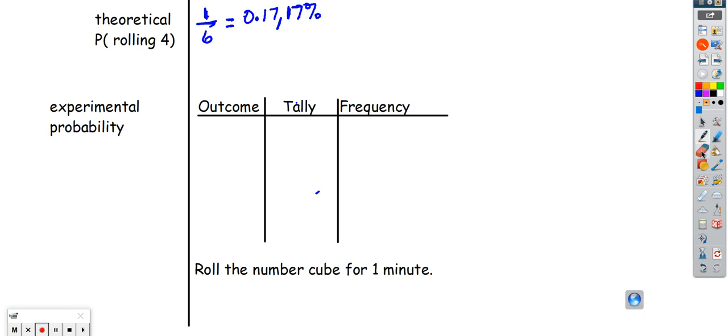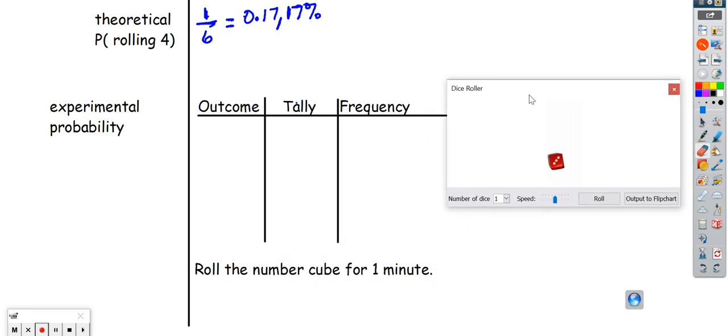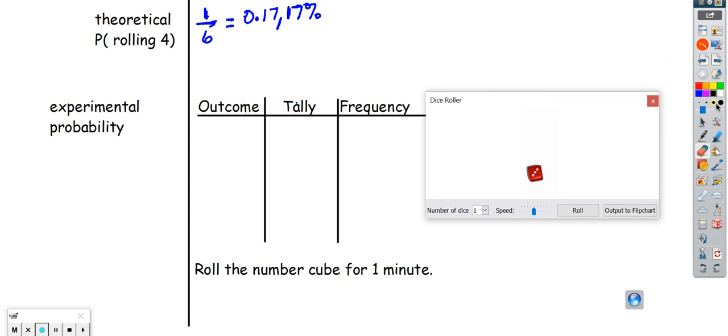Now let's do a little experiment and see if our experimental probability of rolling a 4 on a die matches our theoretical probability. We're going to use a die, okay? And what I'd like you to do is go ahead and build this table right here in your notebook. We know that the outcomes on a die are a 1, a 2, a 3, a 4, a 5, and a 6. So those are the possible outcomes on a die. And we're going to use our little die over here, and I'm going to set my timer for a minute.